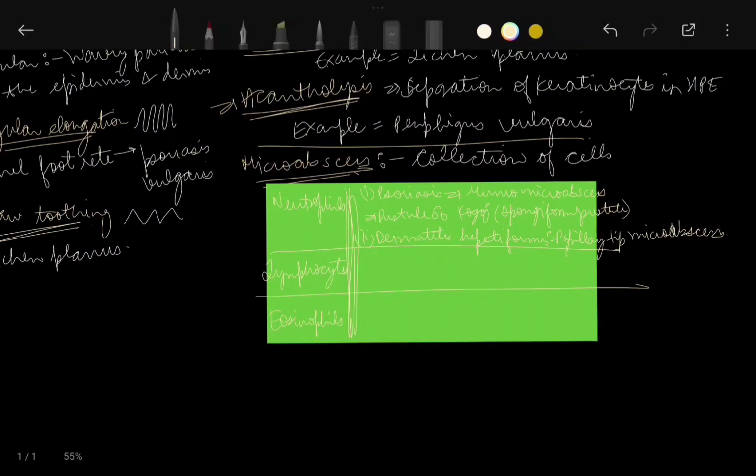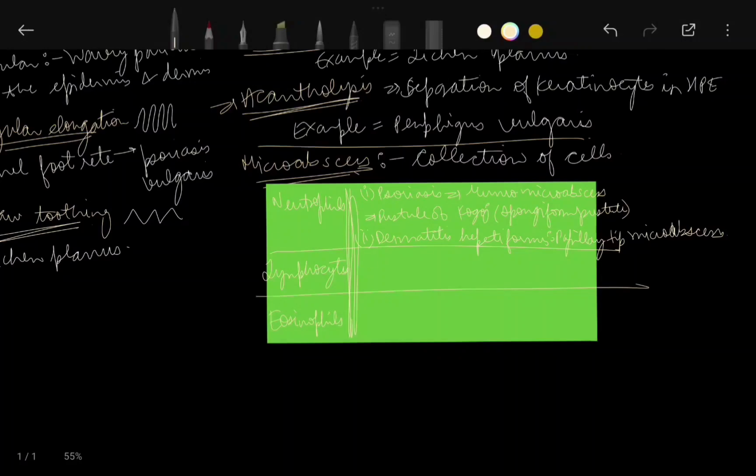or dermatitis herpetiformis. In case of psoriasis, Munro microabscesses are present. Okay, Munro microabscesses and the spongiform pustule of Kogoj are the examples in which spongiform pustules are there. In dermatitis herpetiformis, there is papillary tip microabscess, not Munro microabscess.